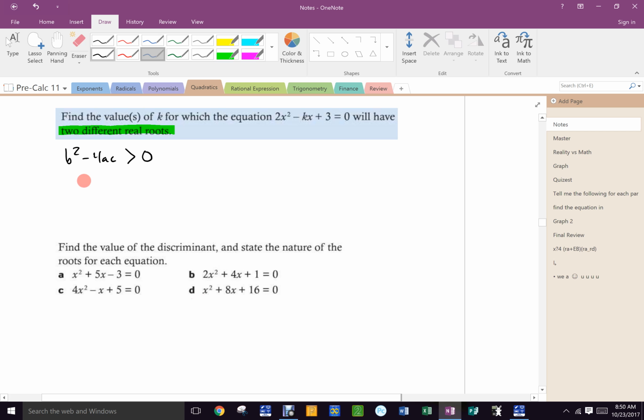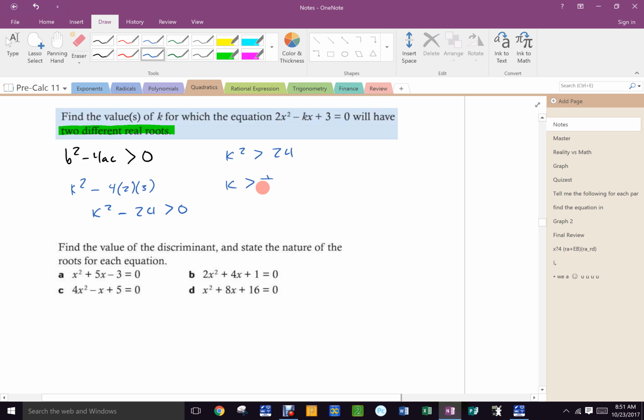So what are we doing this time? What's our discriminant? K squared minus 4 times 2 times 3, so k squared minus 24 has to be greater than 0, yes? Right? So k squared has to be greater than 24, yes?